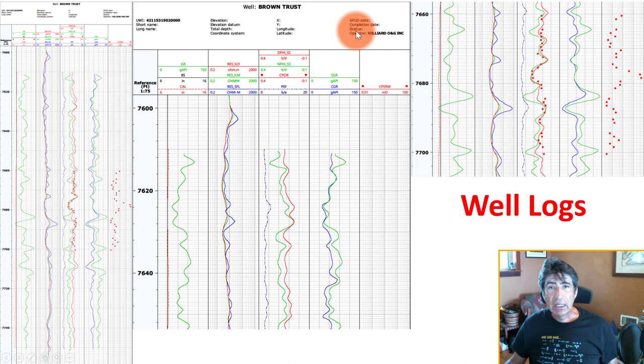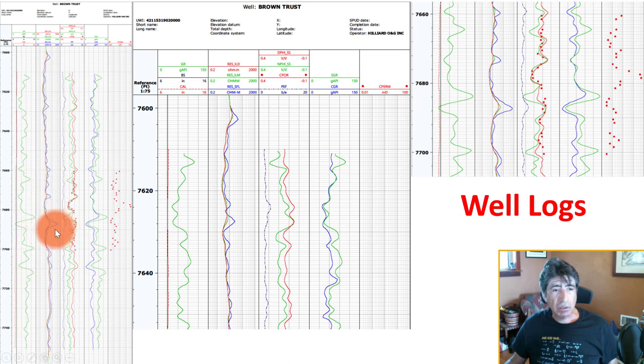We have some elements. It was operated by Hillier Oil and Gas Incorporated. The features that we have here are all in depth. We have the gamma ray log. We have the resistivity logs. These are induction logs. There is the super shallow, then medium, and deep resistivity logs.